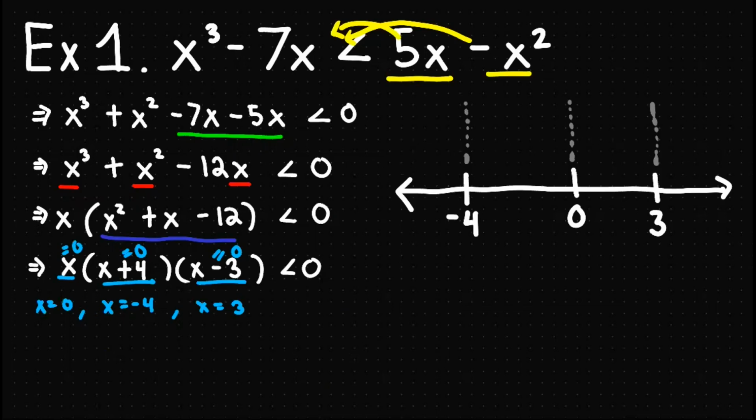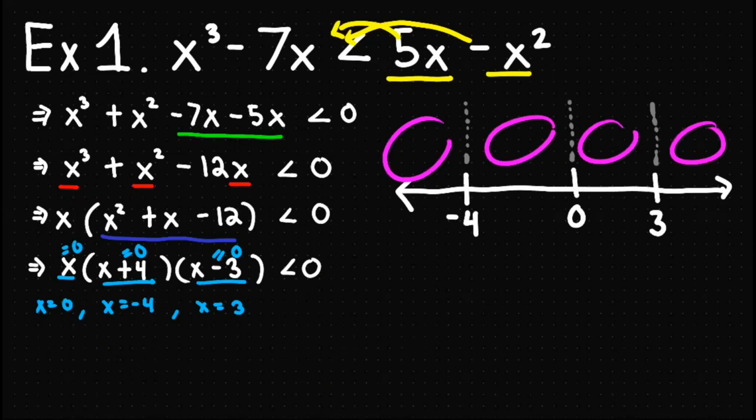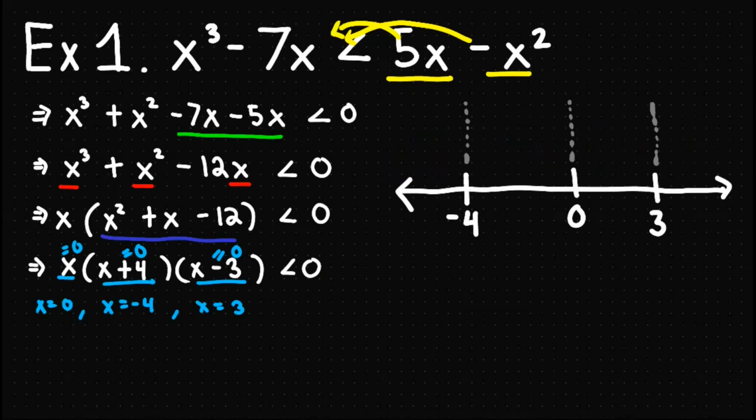What we do next is we try to plug in some values. Particularly, we'll have test values for this region, for this, this, and this. And that test value will determine if a certain region is valid to our given inequality. So for this first region, a good test value will be negative 5 since it is less than negative 4. So we can take it. So we'll have here at x equals negative 5.